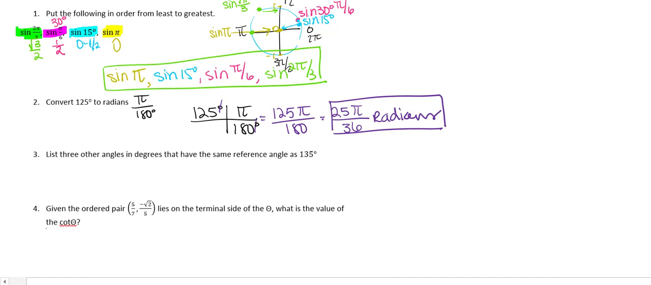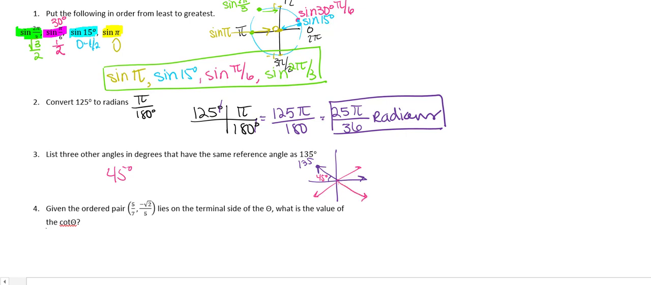Number 3 lists 3 other angles in degrees that have the same reference angle as 135. I know that reference angle is closest to the x-axis. 135 has a reference angle of 45 degrees. So I just need to figure out what are 3 other angles that have the same reference angle. I know, first off, that 45 degrees works.